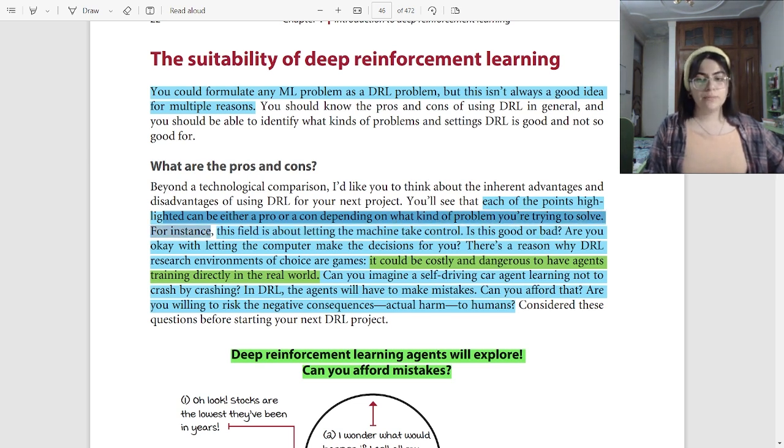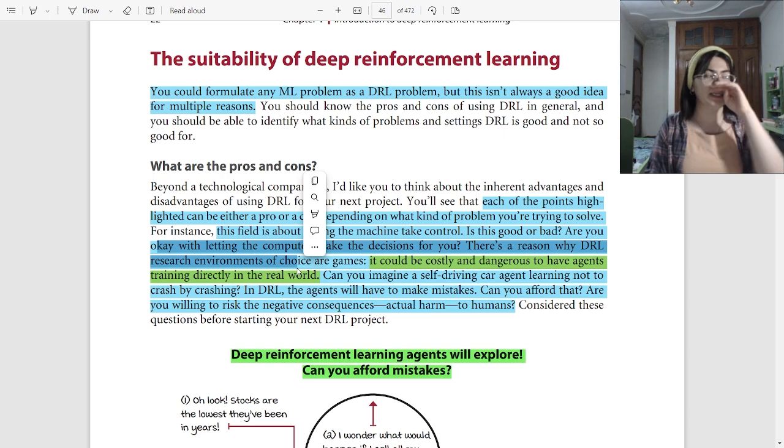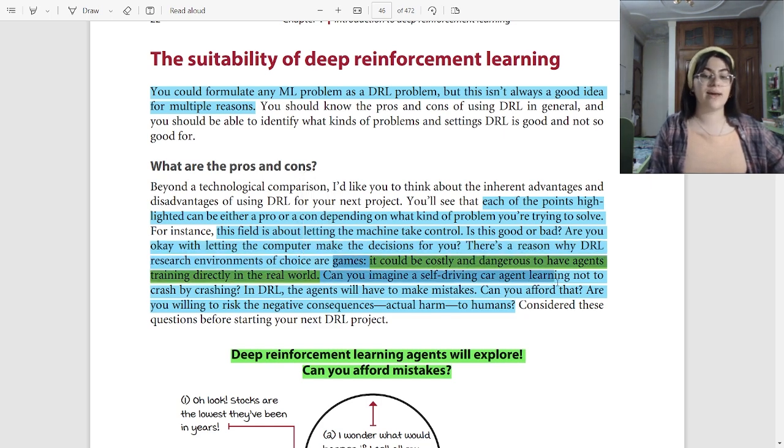Each of the points highlighted can be a pro and a con depending on what kind of problem you're trying to solve. For example, this field is about letting machines take control. Now, is this a good or bad idea? And are you okay with letting computers make decisions for you? There's a reason why DRL research environments are usually games: it could be so costly or dangerous to have agents training directly in the real world. We have this in autonomous cars, where we have to simulate them and do the training in a simulation, because doing it in regular real-world environments would be so costly and also so dangerous.